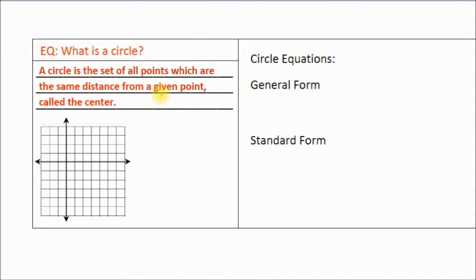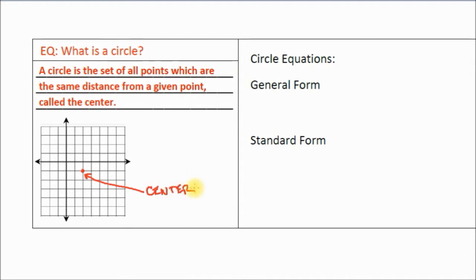What is a circle? And here is the math definition of a circle. A circle is the set of all points which are the same distance from a given point called the center. So if we looked at this, let's go ahead and label this in our graph. Let's pick a point. I'm going to pick a point right here at 2, 1, and I'm going to say that is the center. That's the center of our circle.